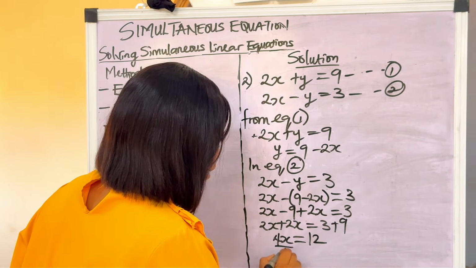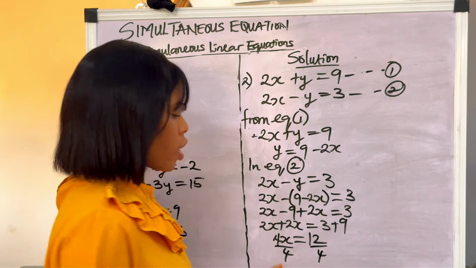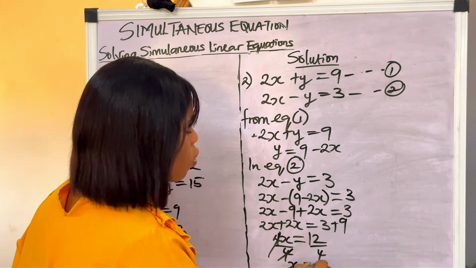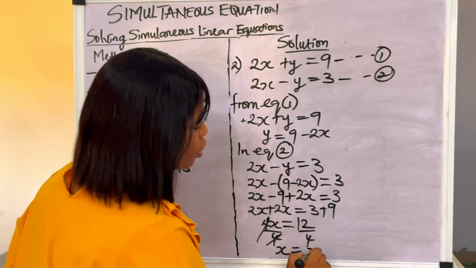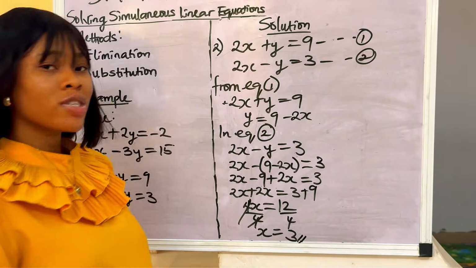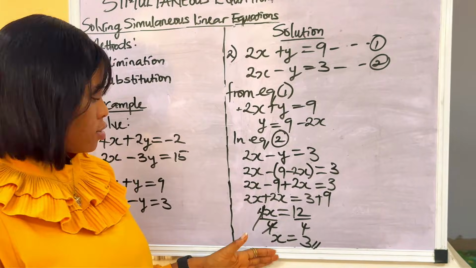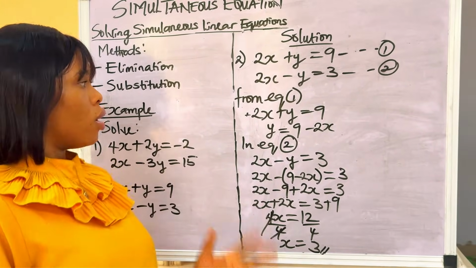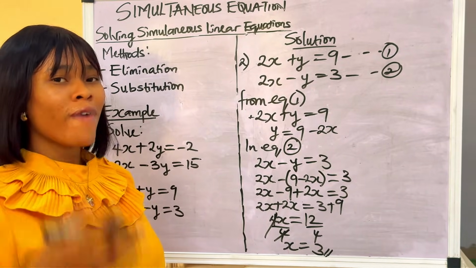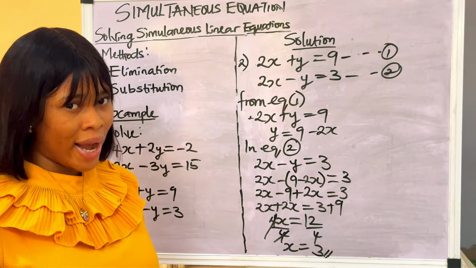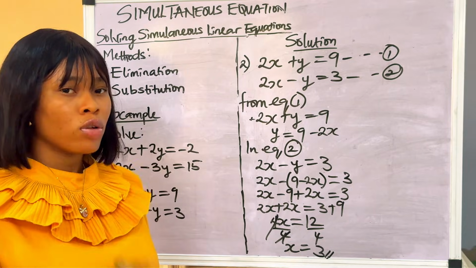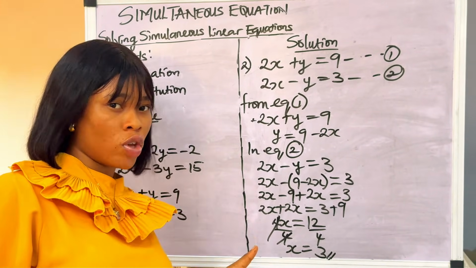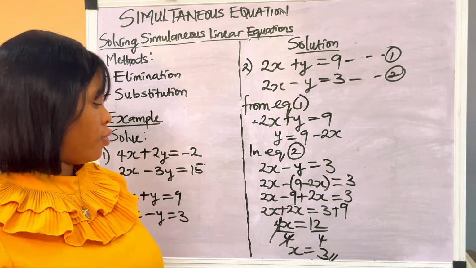From here, divide both sides by the coefficient of x, which is 4. 4 cancels 4, x is equal to 3. Now you see that we have gotten the value of x, which is 3. Very, very easy. What's the next thing to do? Find the value of y. Never forget to always find the value of y after you have gotten the value of the other variable.